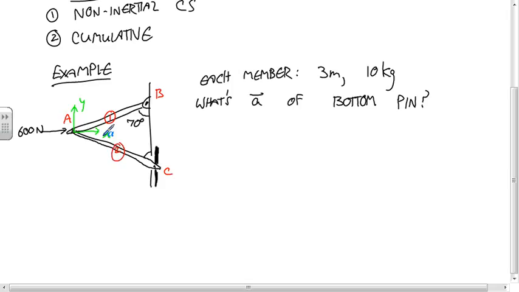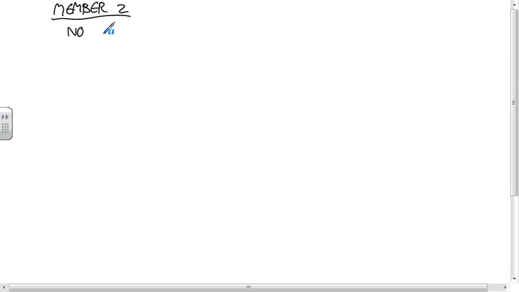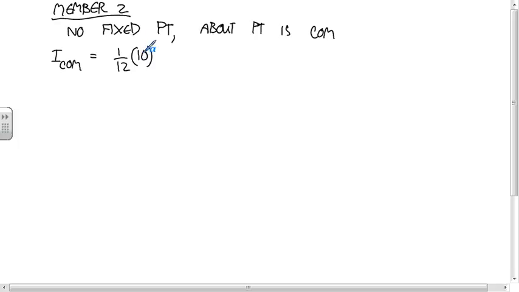And now go to the second body. Does member 2 have a fixed point? Nope. Even though there's a pin here, that pin can move. And this isn't fixed. It can slide along that slot up and down. So we have no fixed point. So the about point is the center of mass. The moment of inertia about the center of mass is 1/12 times the mass times the length squared. So what do you get there? 7.5.